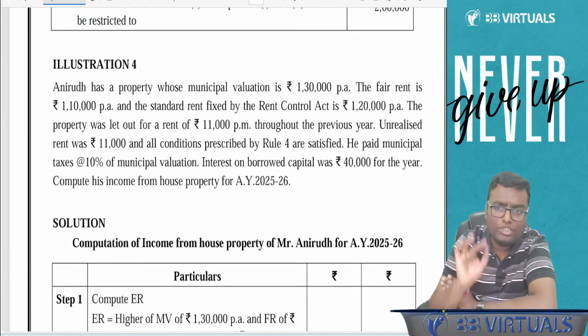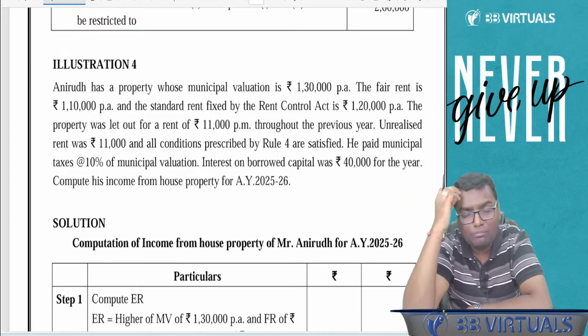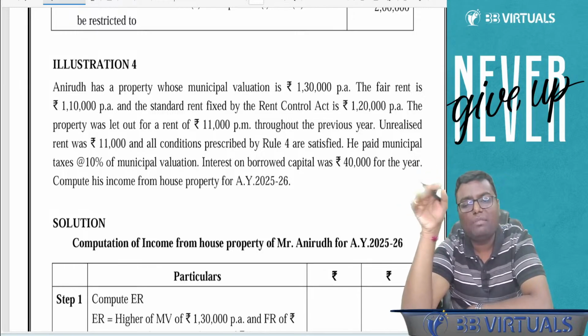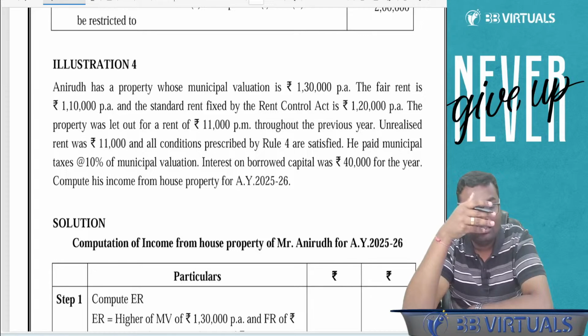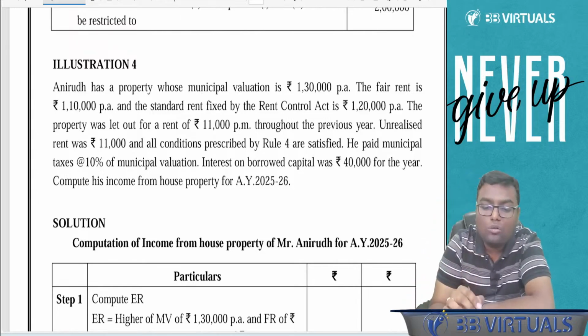Remember, in any question of income from house property, what is the most important thing you know? GAV. Once gross annual value is determined, the balance of all the things will remain simple. Anirudh has a property whose municipal value is rupees 1,30,000 per annum. The fair rent is 1,10,000 per annum and standard rent fixed by Rent Control Act is 1,20,000 per annum. The property was let out for a rent of rupees 11,000 per month throughout the previous year.